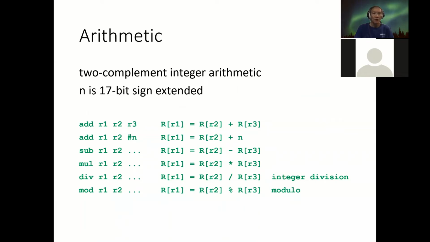I will get into more detail of the arithmetic operation. Arithmetic operations have two kinds of operand. The first one is simple, all registers. The second one is where the last value can be an actual number. Because of the format of the instruction, this number can have only 17 bits.